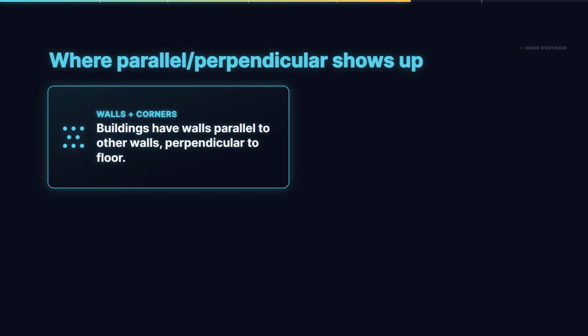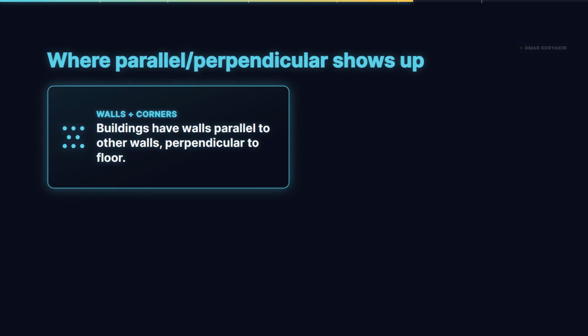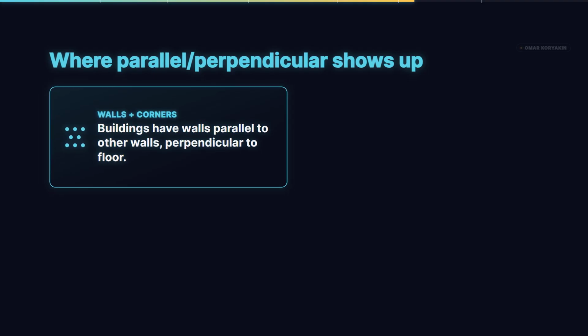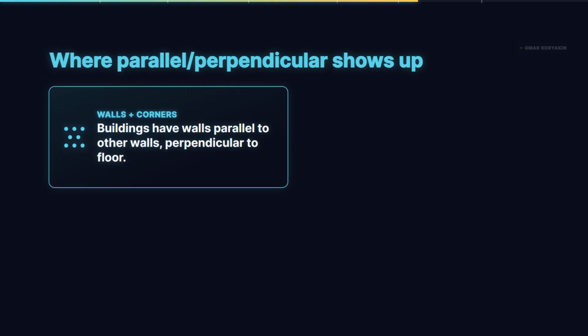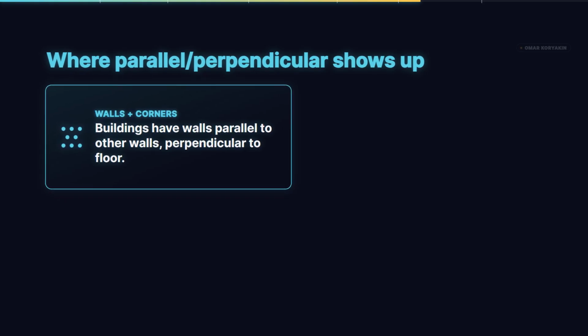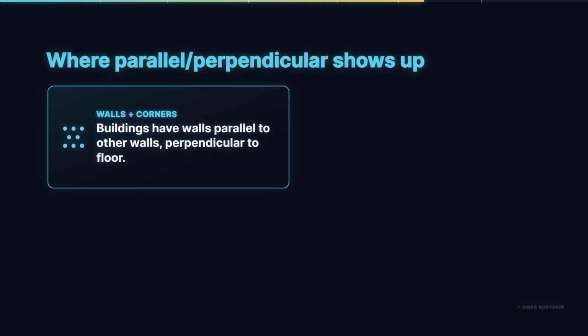Four broad sectors below. In architecture and construction, building walls are typically parallel to other walls of the same orientation and perpendicular to the floor and ceiling. The right angle structure ensures stability and predictable spatial layout. Architects, structural engineers, and construction workers think in terms of parallel and perpendicular relationships continuously, and the algebraic rules from today underpin all of the structural calculations that go into building design.